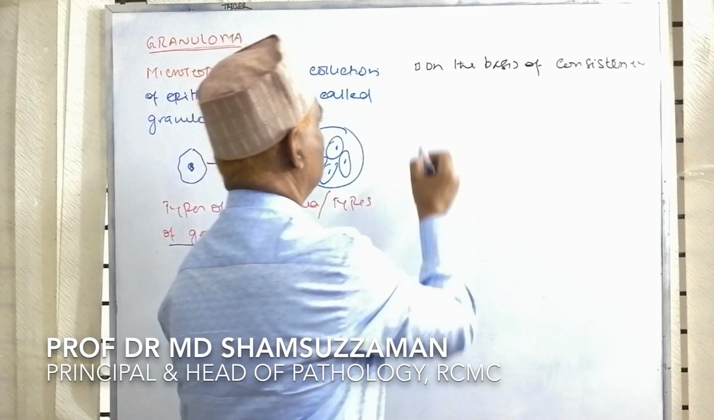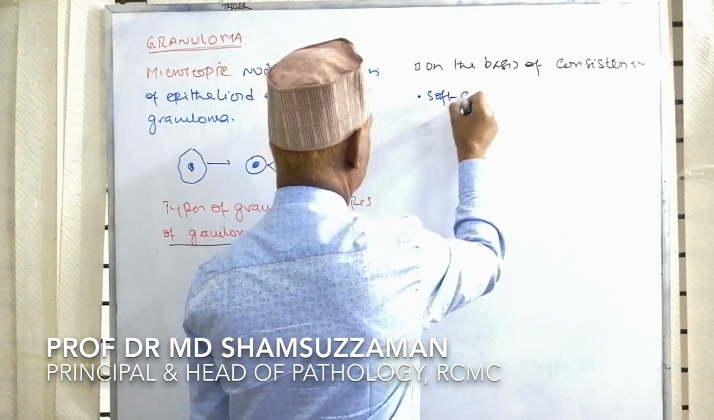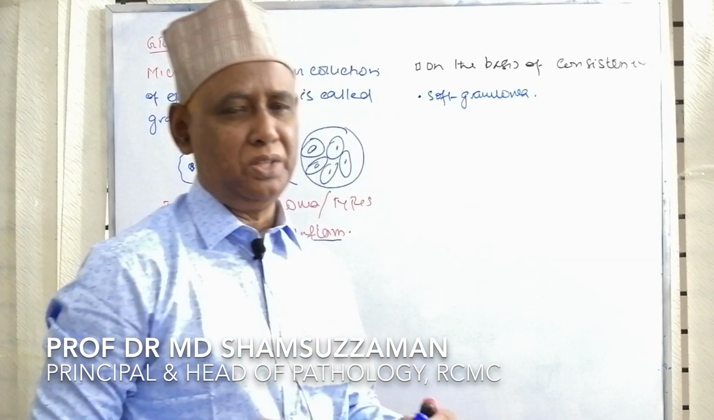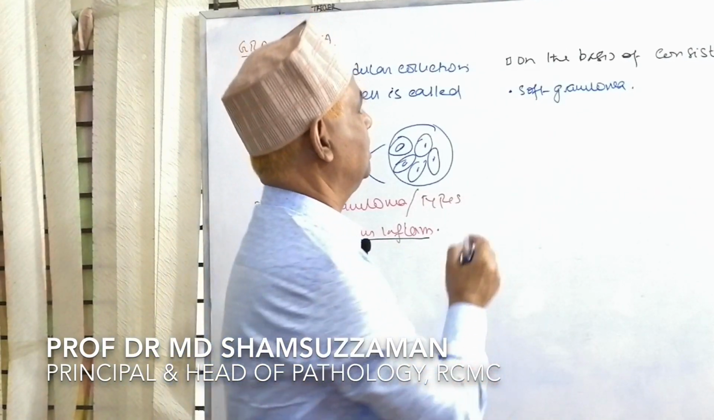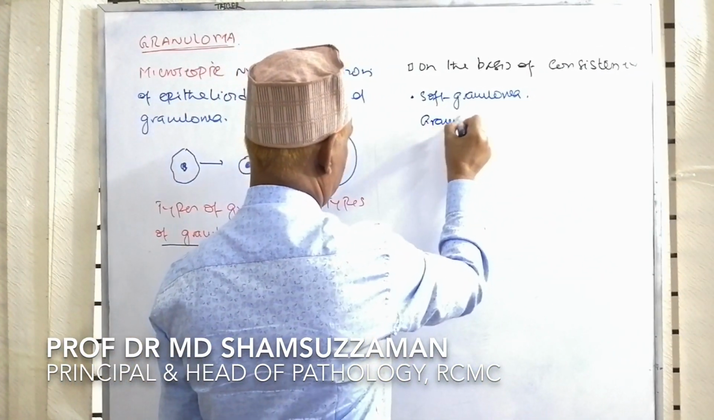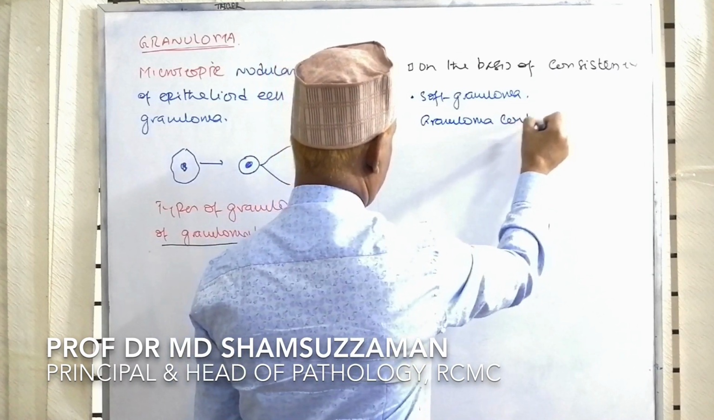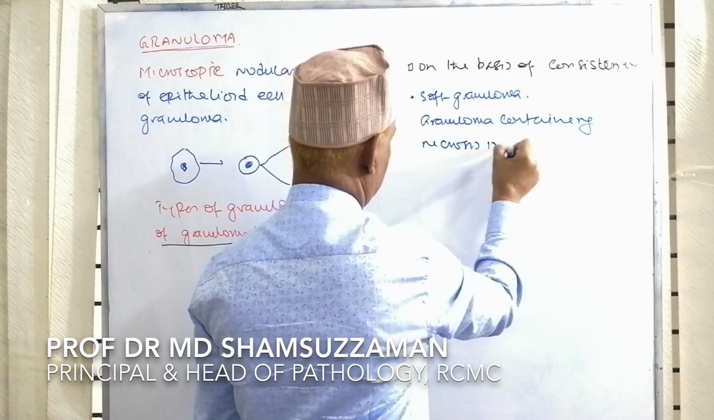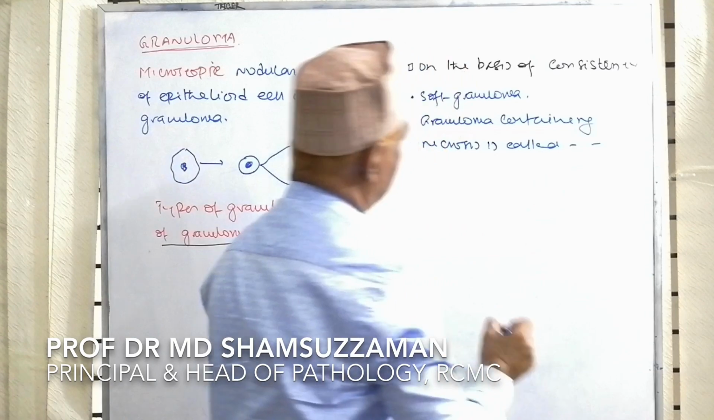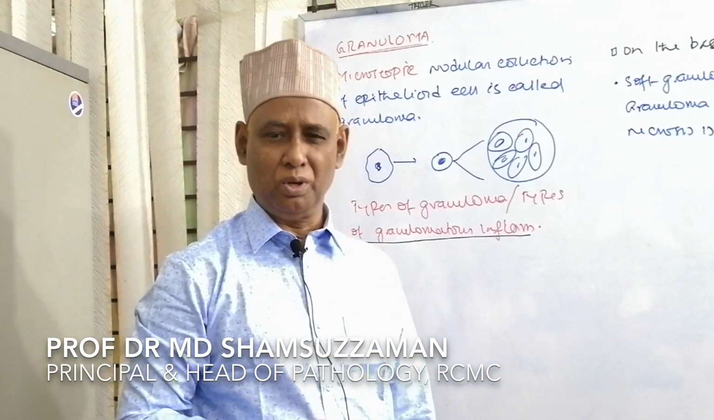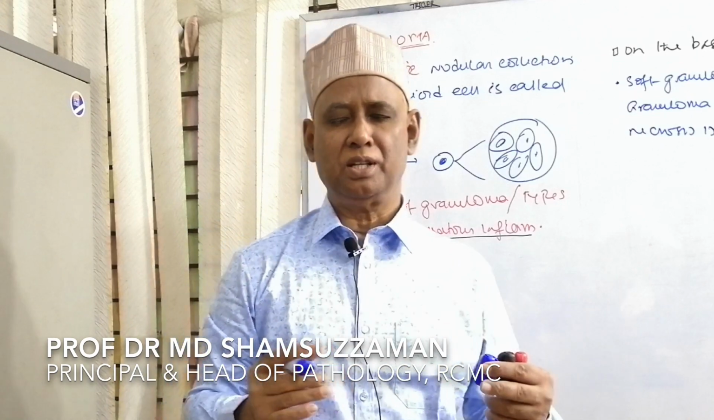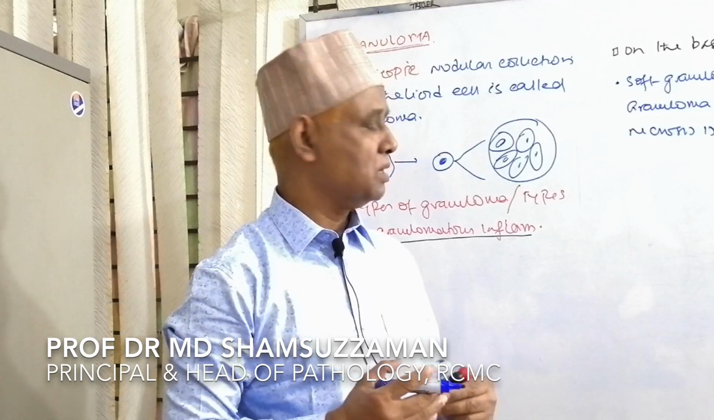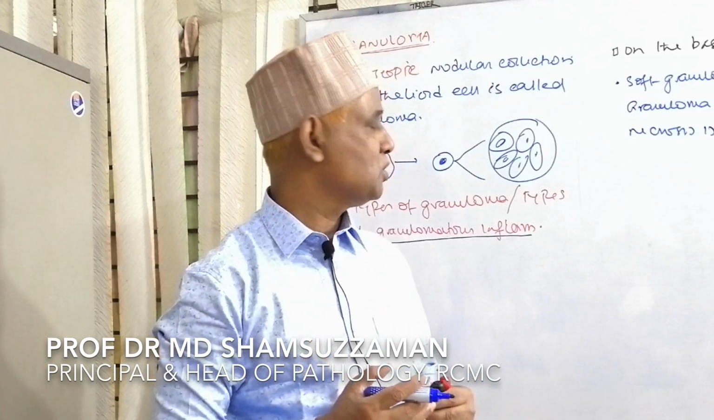One is soft granuloma. The granuloma that contains necrosis is called soft granuloma. So example of soft granuloma is in tuberculosis. You know, at the site of tuberculosis, there is caseous necrosis. So granuloma of tuberculosis containing caseous necrosis is an example of soft granuloma.